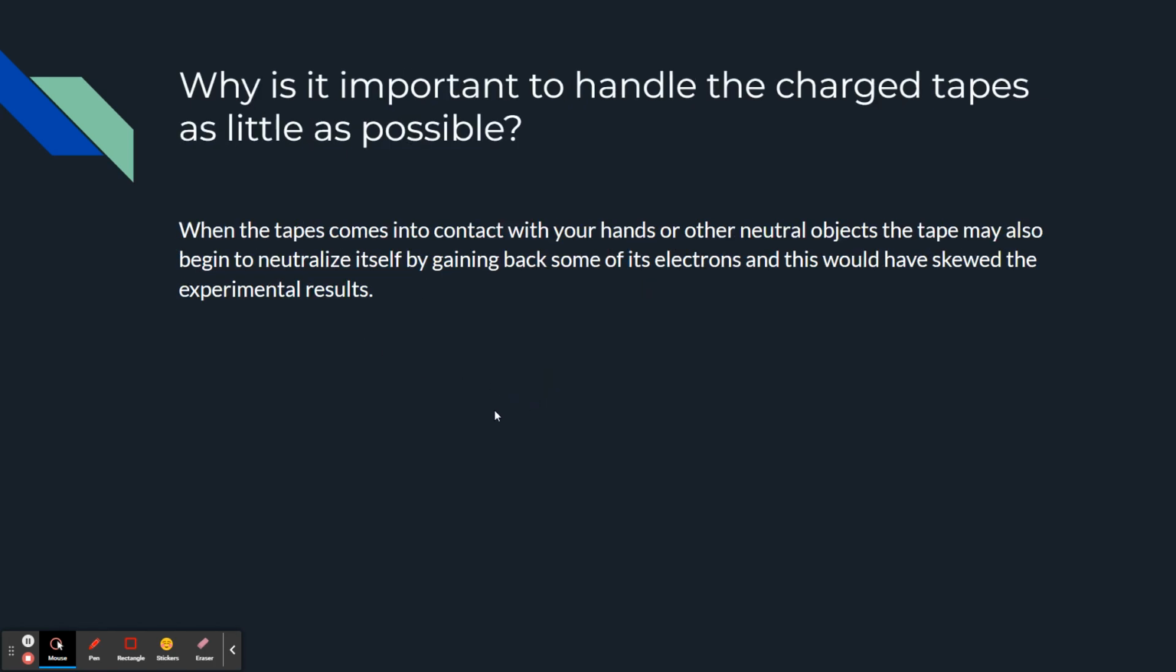So, why is it important to handle the charged tapes as little as possible? When the tapes come into contact with your hands or other neutral objects, the tape may also begin to neutralize itself by gaining back some of its electrons, and this would have skewed the experimental results.